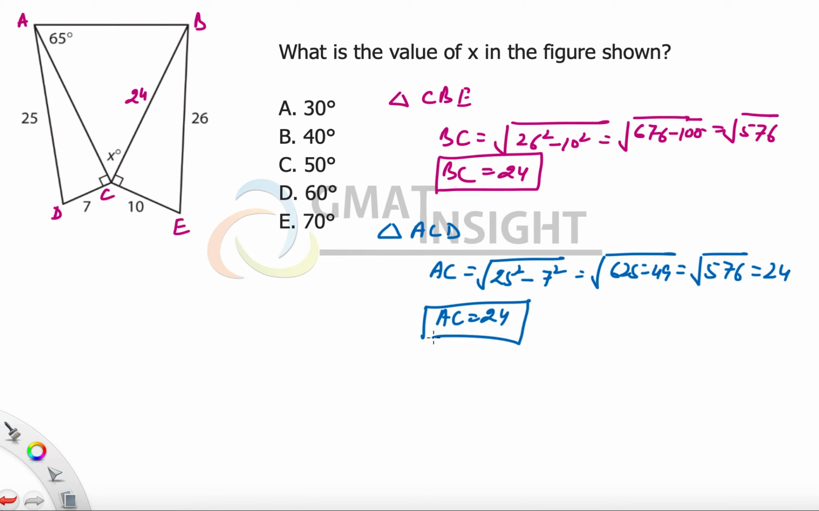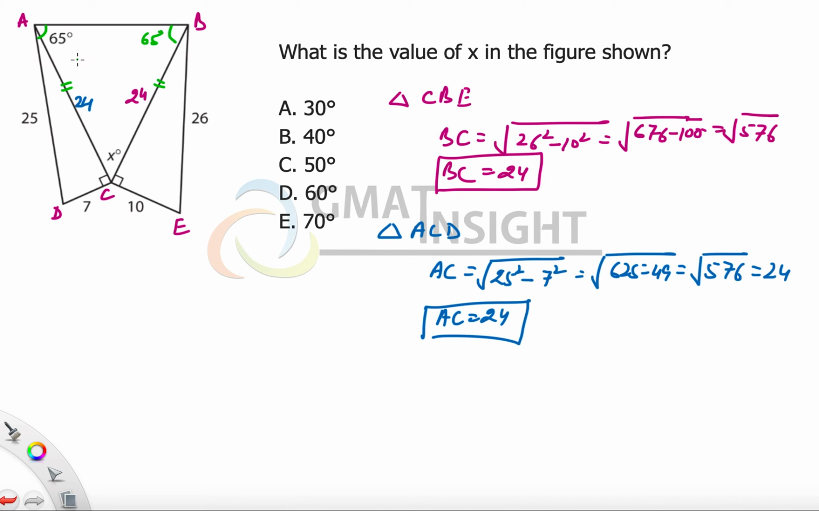The moment you get such information, you should always mention them in the figure. So having the figure handy is one of the most important exercises. Now when you have the figure, you can see that these two sides each have length equal to 24. That means this triangle ACB becomes an isosceles triangle. The beauty of an isosceles triangle is that two sides are equal and the angles opposite to the equal sides are also equal. So since we have this angle 65 degrees, angle B also becomes 65 degrees.